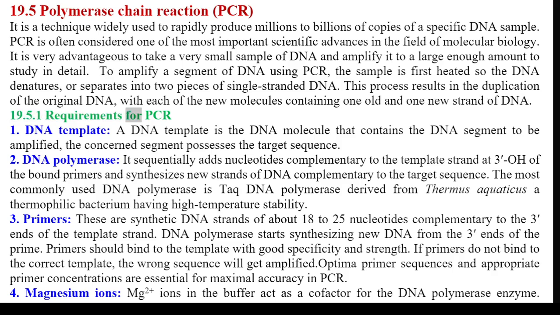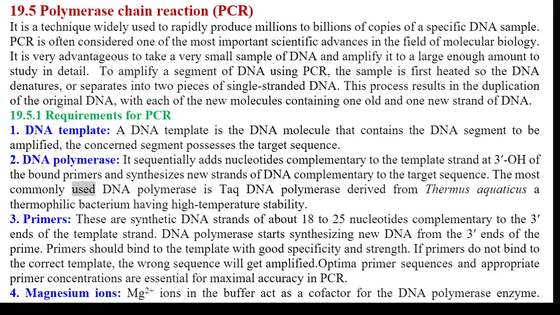19.5.1 Requirements for PCR. 1. DNA template. A DNA template is the DNA molecule that contains the DNA segment to be amplified. The concerned segment possesses the target sequence. 2. DNA polymerase. It sequentially adds nucleotides complementary to the template strand at 3' of the bound primers and synthesizes new strands of DNA complementary to the target sequence.